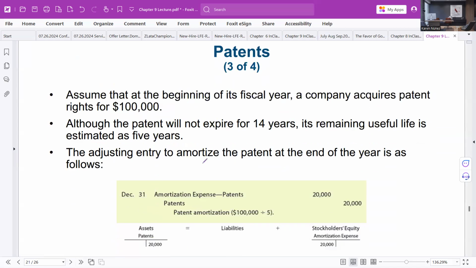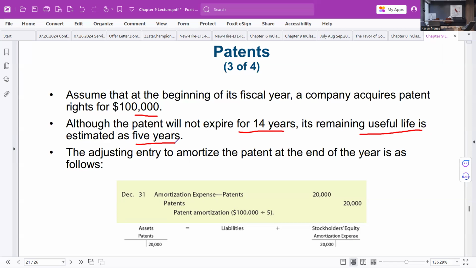So, for example, in this case, we have a company that acquires a patent for $100,000, and the patent is not expected to expire for 14 years. But what we believe is that we're only going to receive benefits over another 5 years. So typically what that means is, 5 years down the road, someone's going to come out with a new product that will supersede your product, and your product will no longer have value. So you really are only going to receive benefits from the patent for 5 years.